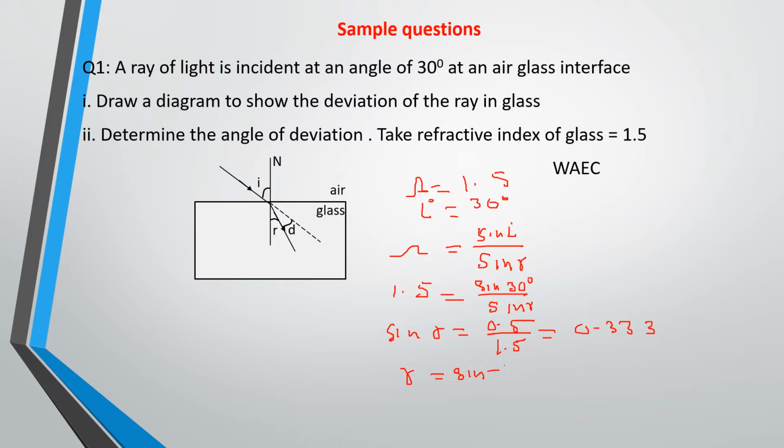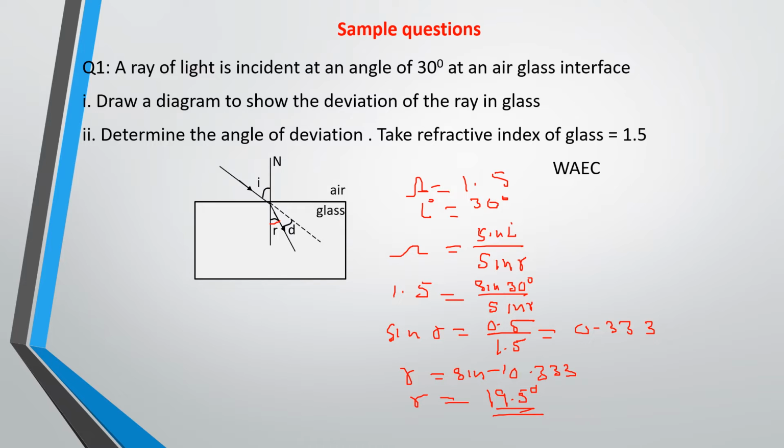r will now be the inverse of sine of this 0.33. By the time you work that out from your trigonometrical ratios or table, you have that r is equal to 19.5 degrees. So now you have been able to find this angle r. What we are looking for now is the deviation.